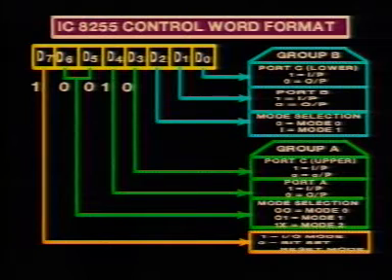Group B has to work in simple I/O mode. Therefore, bit D2 is 0. Port B has to be output port, so D1 is made 0. Port C is not used, therefore D0 is made 0 or 1.